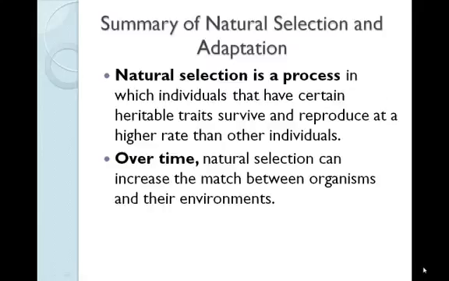To summarize, natural selection is a process in which individuals that have certain heritable traits survive and reproduce at a higher rate than other individuals. And over time, natural selection can increase the match between organisms and their environment. Or we could also say that over time, organisms are fitted to their environment.